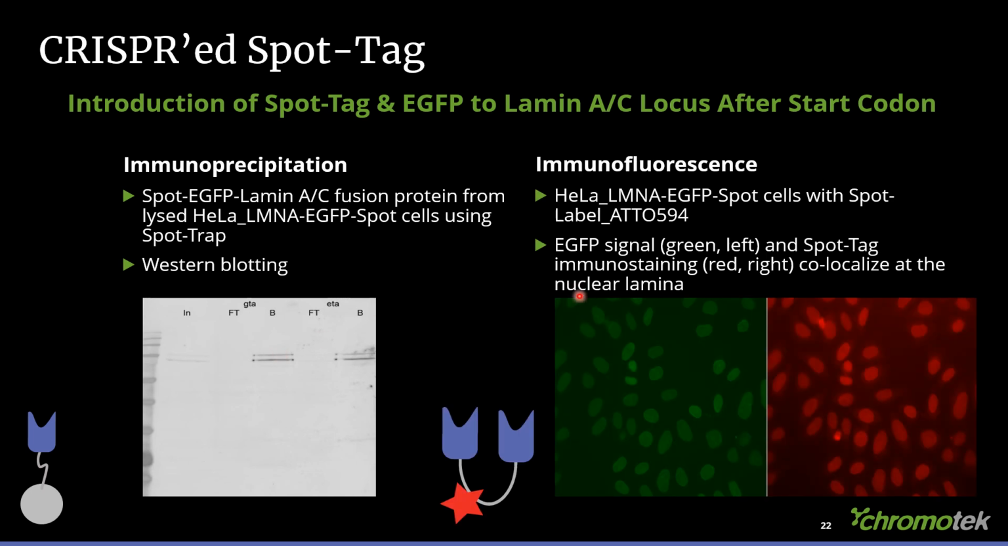Then we have conducted microscopic studies using immunofluorescence, and what you can see here on the left hand side is the EGFP signal, and on the right hand side you can see the Spot-Tag signal, and you can see that these 2 images are perfectly colocalized at the nuclear lamina. So it's a very, very strong and powerful application to show how well spot-tagged proteins can be investigated.